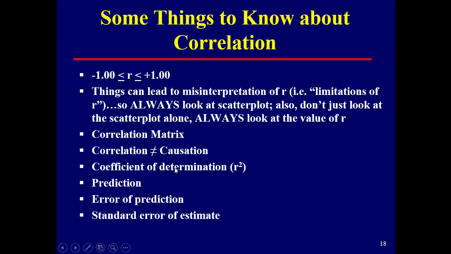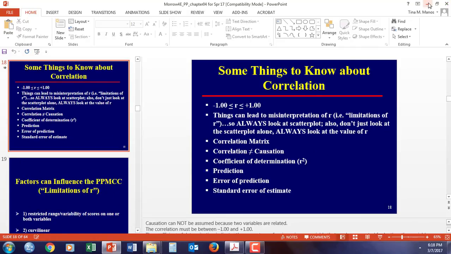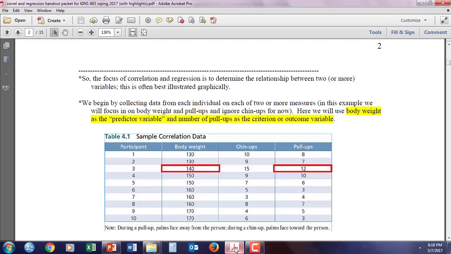It's the R squared. We're going to finish up our discussion with prediction and the errors that are involved in prediction, the most famous of which is called the standard error of the estimate, or what we're going to abbreviate as SEE. So before we go on, what I'd like to do is refer back now to this correlation and regression packet.